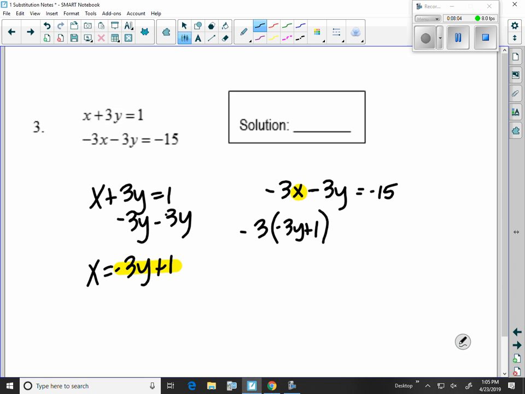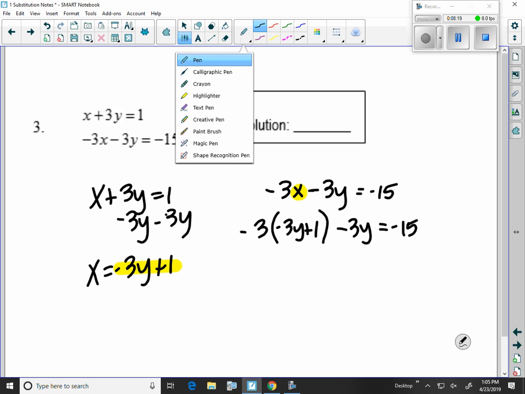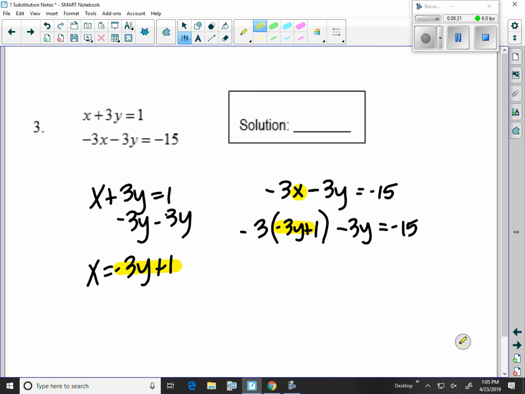You're solving for x. Yeah. It's different because we're used to solving for y, right? We're used to getting y. Okay, and then we still have our minus 3y equals negative 15. So what happened here is I just replaced x with negative 3y plus 1. We okay on that?